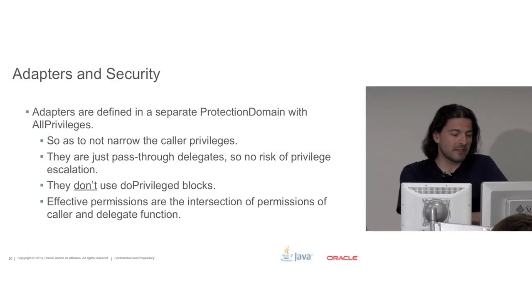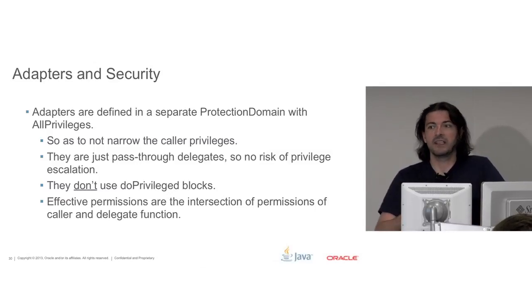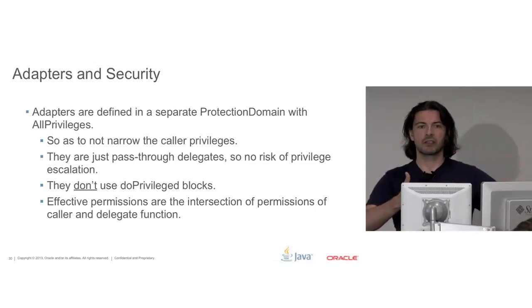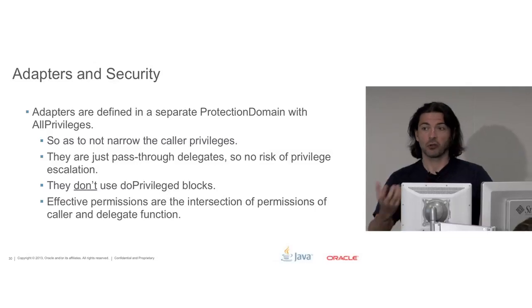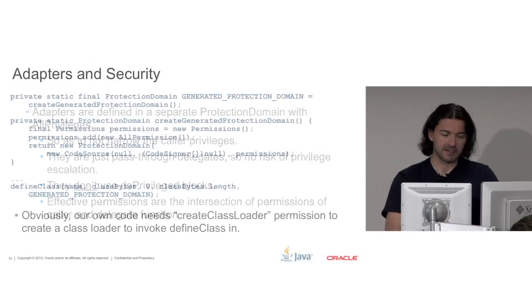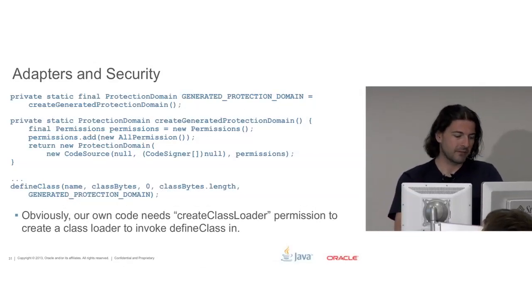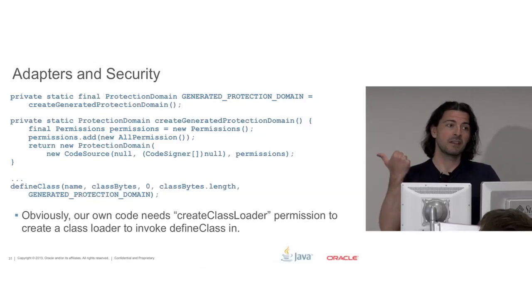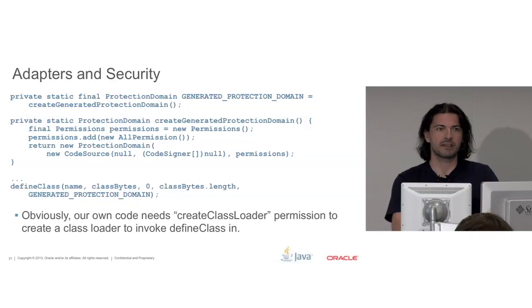The adapters themselves are loaded into a protection domain which runs with all privileges. They are really just simple delegating pass-through invokers, so they themselves don't do anything. So we must make sure that they don't narrow the privileges in both the callee and the caller. They themselves don't use doPrivileged blocks, so they cannot act as an escalator. But they're not narrowing the effective set of privileges either. So this is basically how we load them. We generate a protection domain that just has all permissions in it, and then a class loader will be loading them. Obviously, you need to have the createClassLoader runtime permission for your code, but with Nashorn it's not an issue because it lives in a jar file in the extension directory.